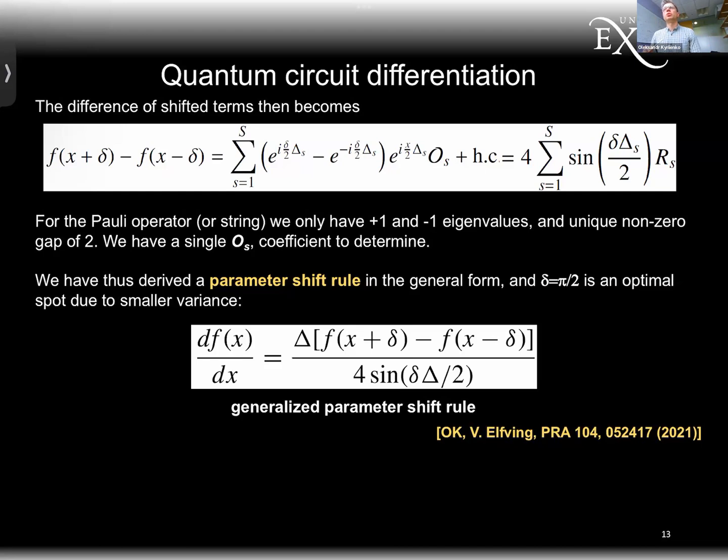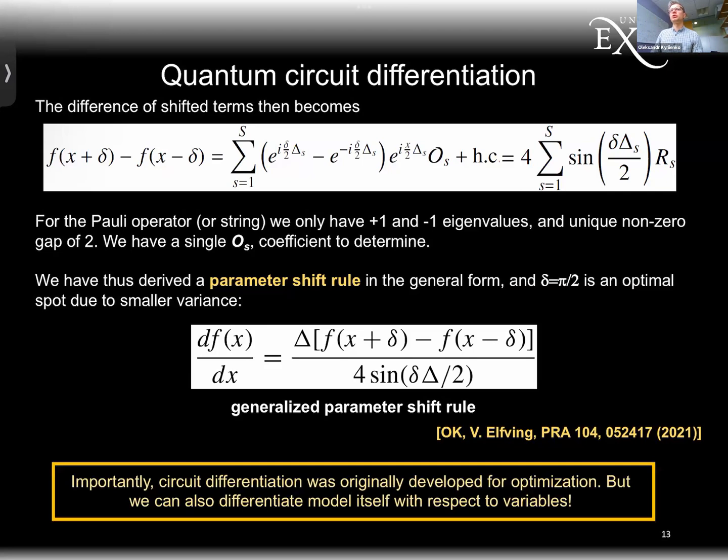But I could generalize it to any possible shift, and I could also do it for any generator. It will require more evaluations, but that's essentially up to you to decide how you parameterize the unitaries that you differentiate.